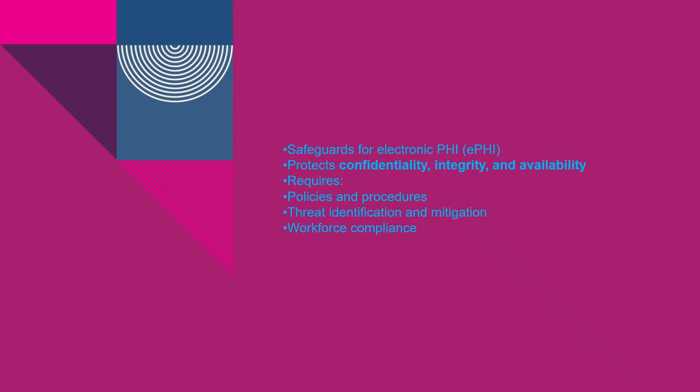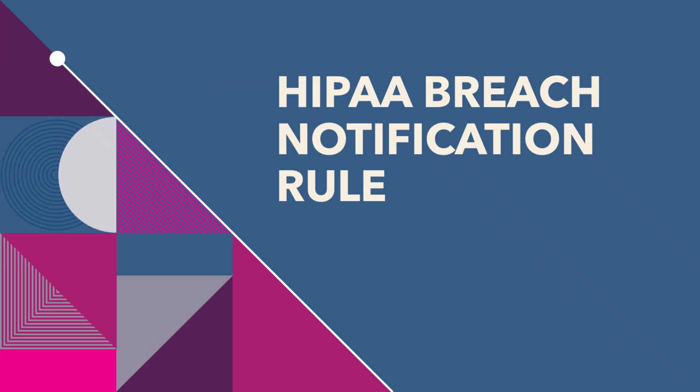The HIPAA security rule focuses on protecting electronic protected health information, or EPHI. Its goal is to ensure the confidentiality, integrity, and availability of patient data. Covered entities and their workforce must implement policies and procedures to safeguard EPHI, identify and address potential threats, and ensure that everyone handling the data follows proper security protocols. By taking these steps, healthcare organizations reduce the risk of unauthorized access, data breaches, and errors, keeping electronic patient information safe and reliable.